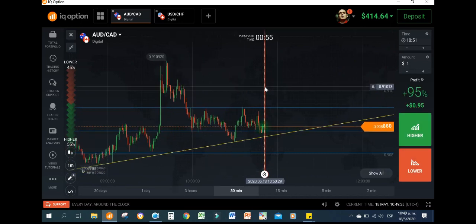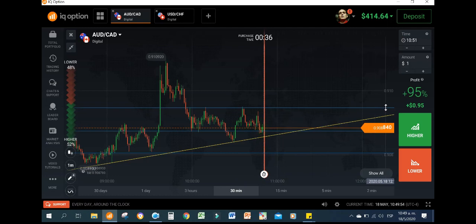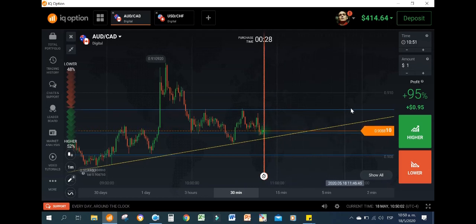Now what I'm going to do is wait for an entry on the breakout of this level, or this one, I mean the upper level. And let's also place an alert, just in case the price reaches this level.